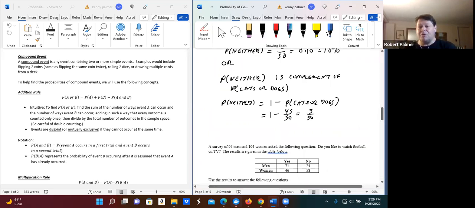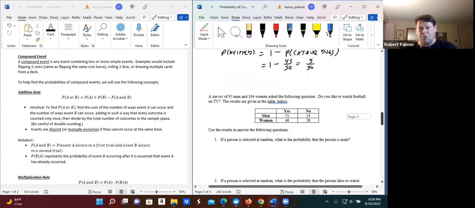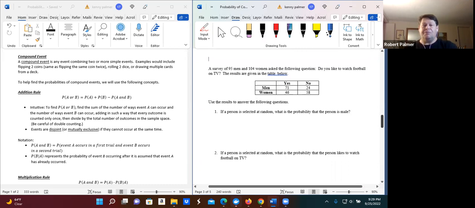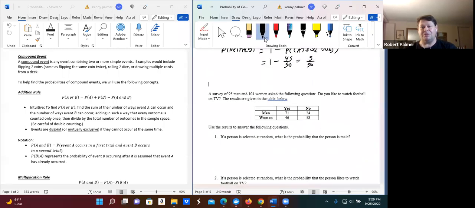Now, let's look at another example with information stated in a different way, but the same kind of thing. So this says we have a survey of 95 men. Let me just draw a line here to separate these.